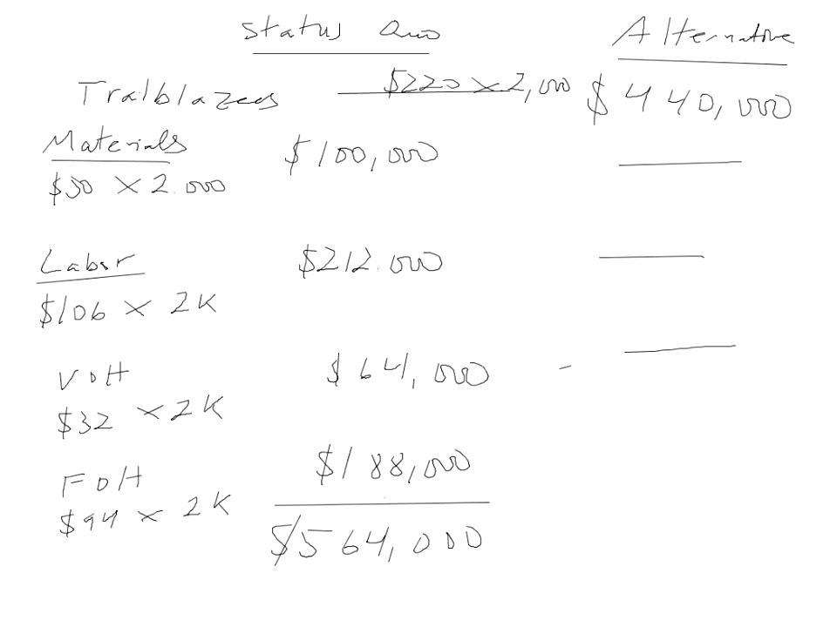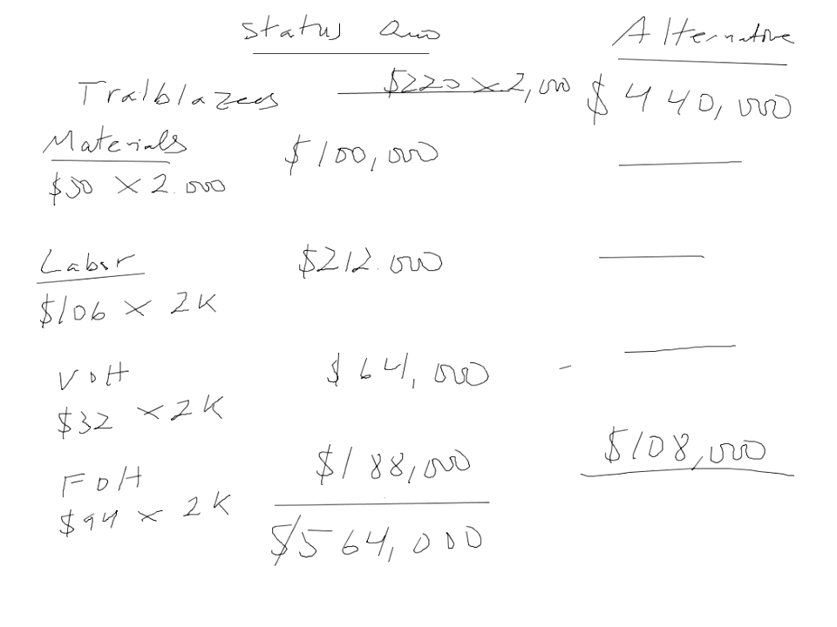However, we do have to take a look at fixed overhead here. The fact pattern tells us that it costs us $94 in fixed overhead per unit, right? So 94 for the status quo, 94 times 2,000 was 188. But the fact pattern also tells us that if we don't make these assemblies ourselves, it will eliminate $80,000 of fixed overhead. So instead of $188,000, we're going to subtract 80, so we're going to have 108 for fixed overhead.